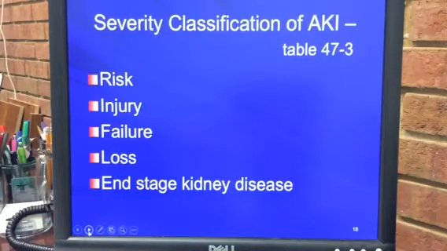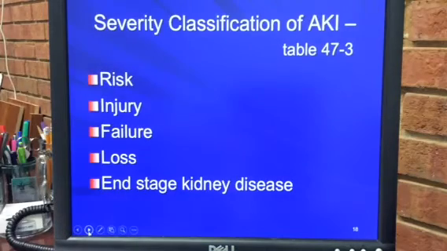Okay, let's take a look at the severity classification of acute kidney injury. This is in a table in your book, Table 47.3. And RIFLE is the acronym: risk, injury, failure, loss, and then end-stage kidney disease.